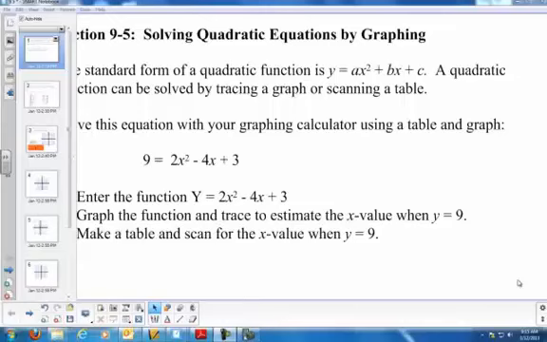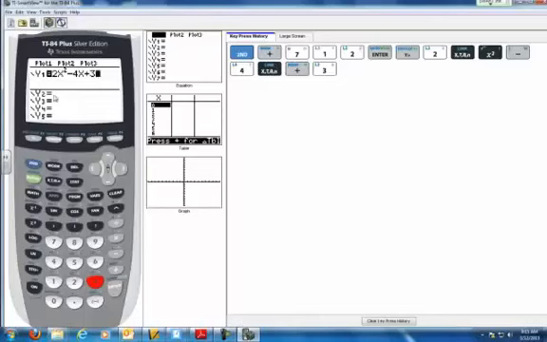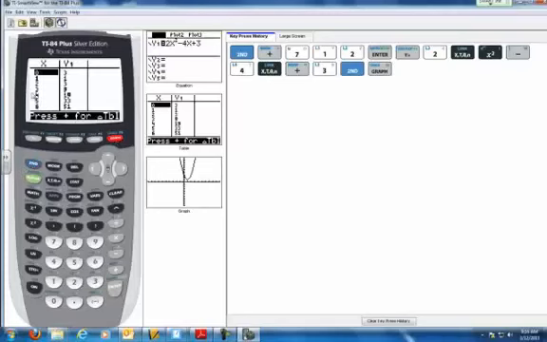Alright, tonight's lesson is solving quadratic equations by graphing. This says to start with a graphing calculator. I know you don't have one at home, but check it out. I have already put in 2x squared minus 4x plus 3, and the problem says to find on the table when it's equal to 9.